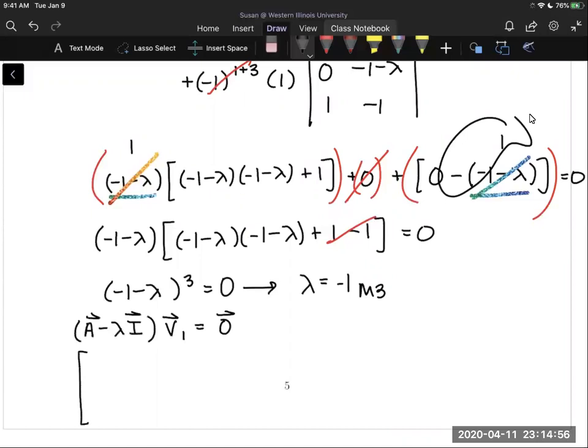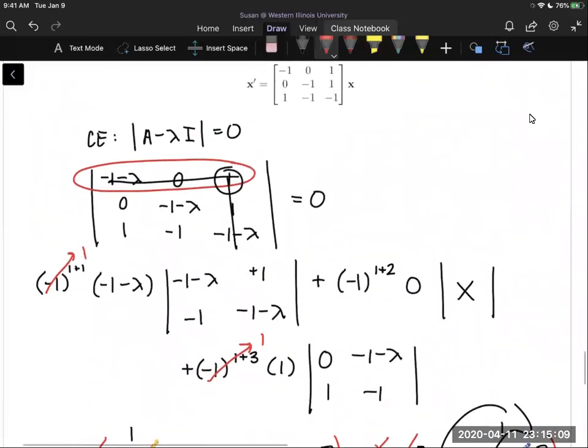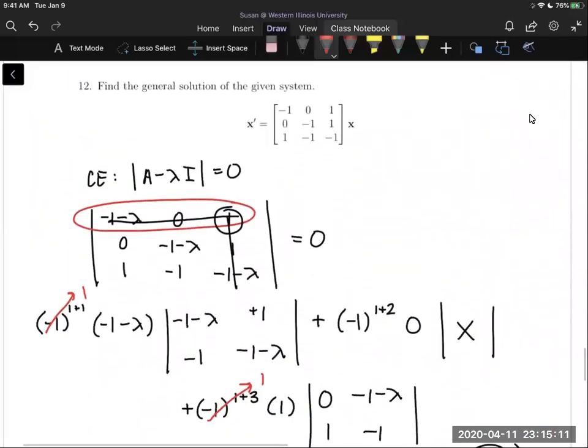I'm no longer using the straight lines because I want this to be a regular matrix, not a determinant. And I am now plugging in -1 where I previously had a lambda. So if I scroll up here for a moment and I look at this matrix right here, instead of -1 minus lambda along the diagonals, now I have a -1 minus a -1. In other words, -1 plus 1, which is 0. So I'm going to have zeros across the diagonal.